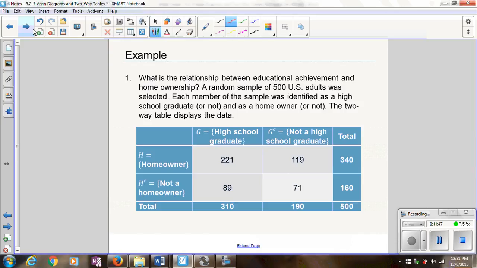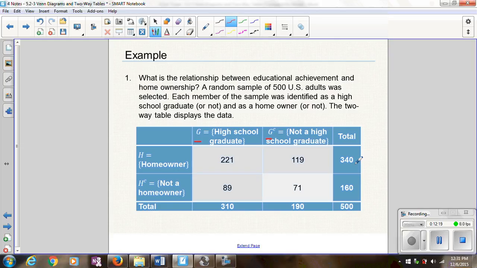Okay, so let's take a look at this example. What is the relationship between educational achievement and home ownership? A random sample of 500 U.S. adults was selected. Each member of the sample was identified as a high school graduate or not. So that's these events here. We either have event G, meaning that they're a high school graduate, or notice we're using the complement, G superscript C, that's not really an exponent, which represents the complement of event G, which means that they did not graduate from high school.